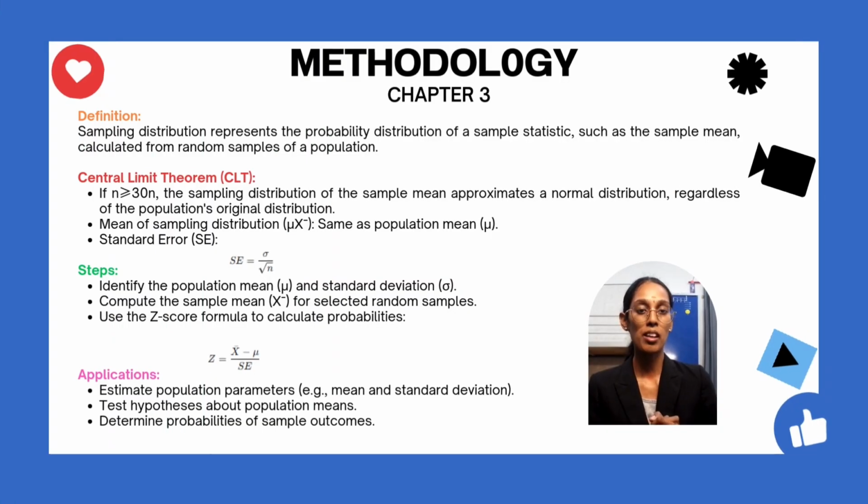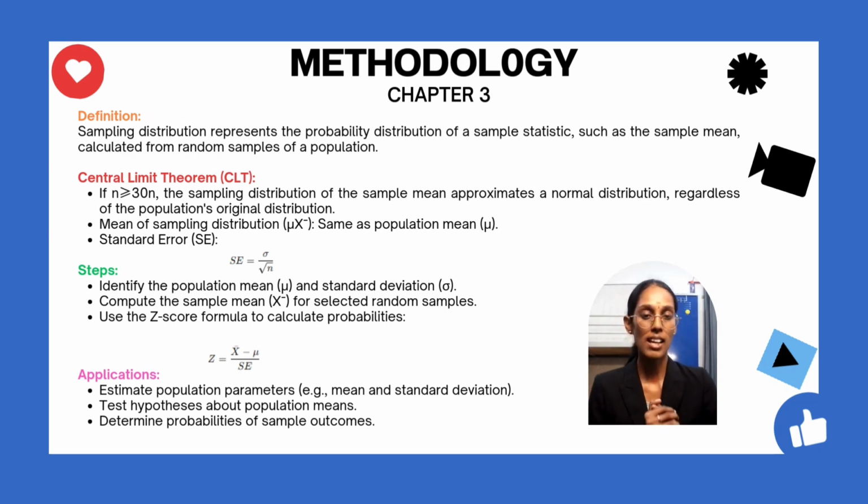Hello everyone, my name is Lavanya Raja, and for chapter 3 we focused on sampling distribution, which is crucial for understanding how sample statistics represent the population. Sampling distribution describes the variability of a sample mean when repeated random samples are taken. The central limit theorem plays a key role here. It states that for a large enough sample size, typically n is more than or equal to 30, the sampling distribution of the sample mean approaches a normal distribution regardless of the population's original shape. This allows us to generalize sample data to the population.